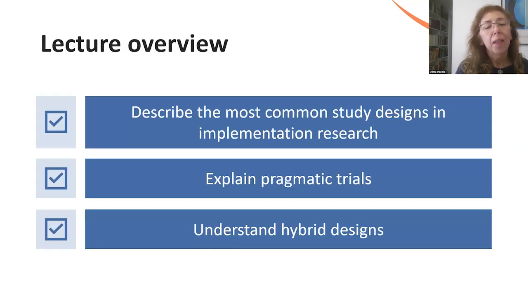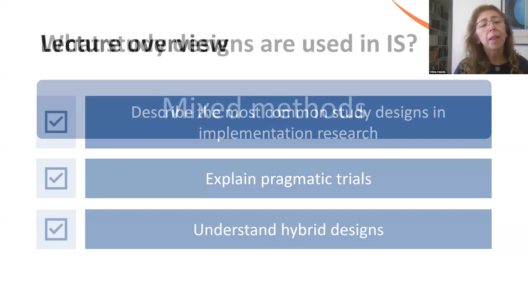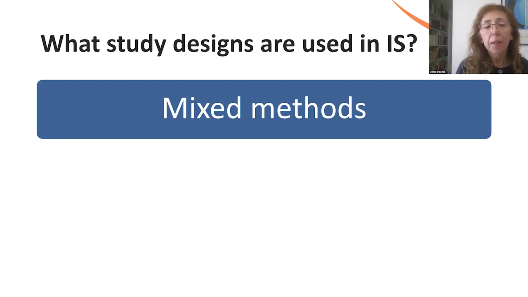At the end of this lecture, you will be able to describe the most common study designs used in implementation science, explain the concept of pragmatic trials and how they are different from more traditional explanatory trials, and finally, understand the concept of hybrid studies, which, as we will see, are unique to implementation science. Let's start then with the different study designs that we use in implementation science.